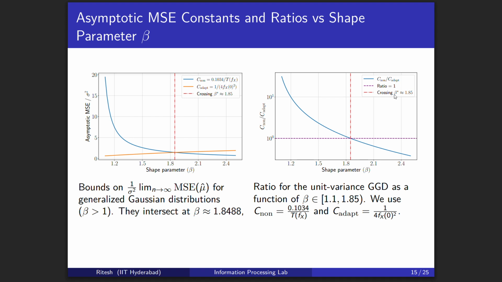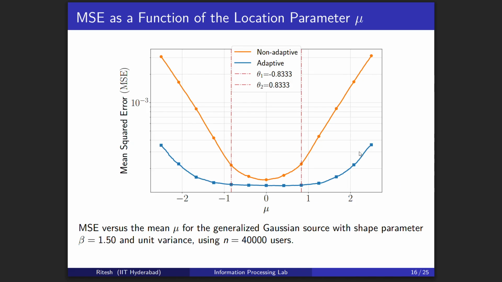So if we go beyond beta star, greater than 1.85, then the constant of the non-adaptive protocol will no longer be valid as compared to the adaptive one. To analyze this, let's understand by one simulation result, and that I will talk about in the upcoming slides.